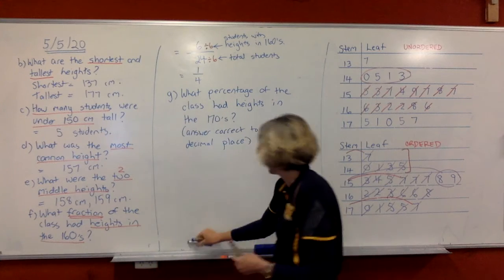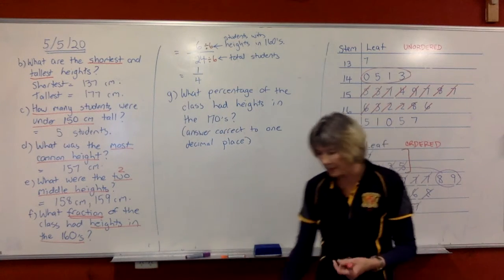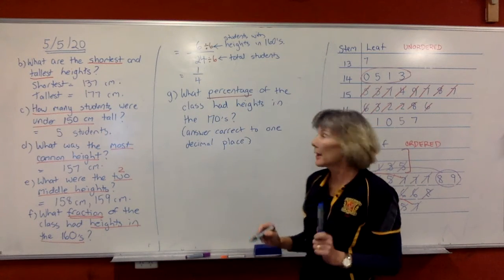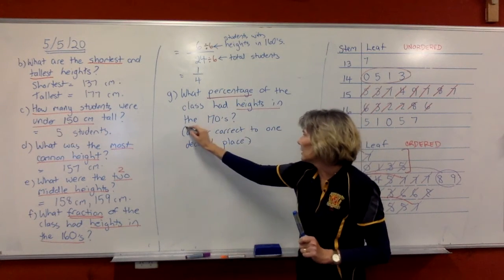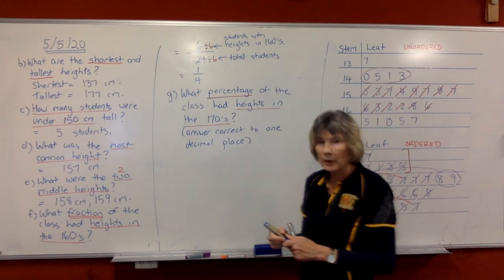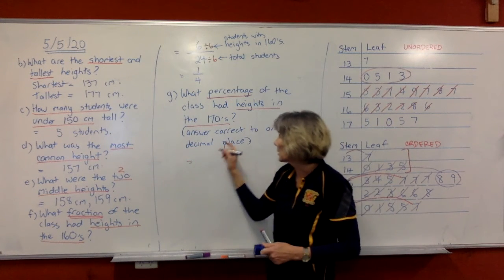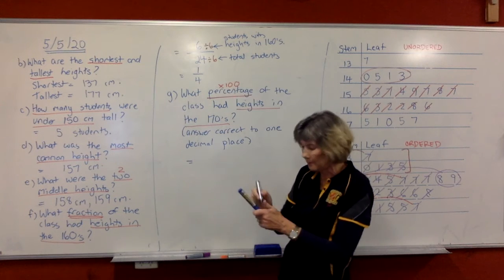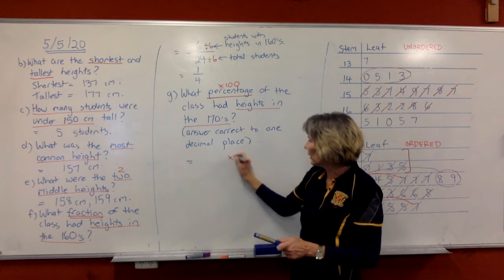Okay, so that's the question. So we're doing what percentage of the class had heights in the 170s. Okay, so this is what we do for percentages. When you see the word percentage, you are going to be timesing by 100. So I'm going to write that over here.